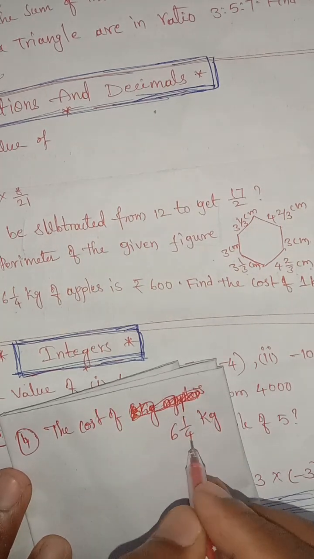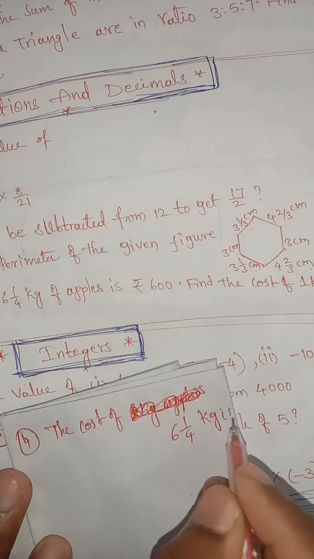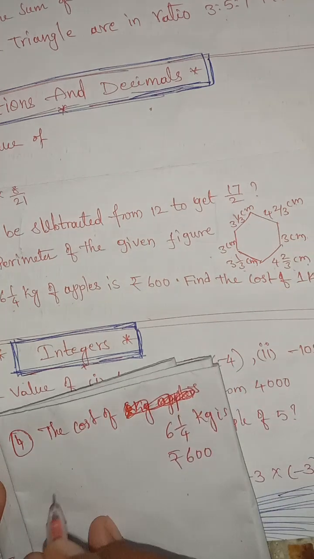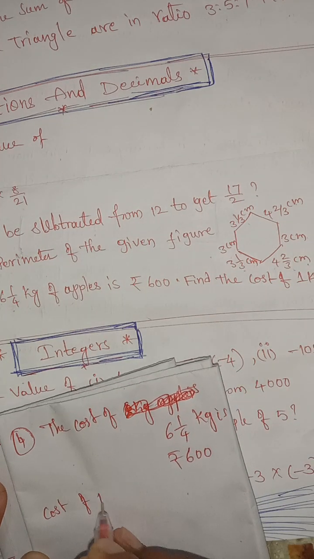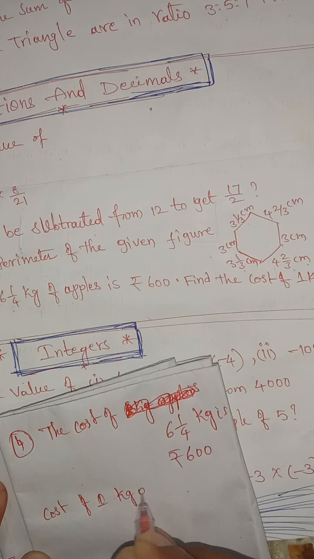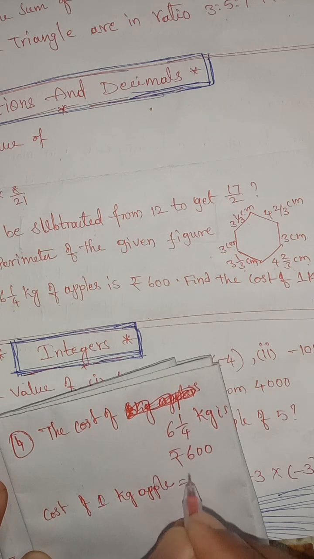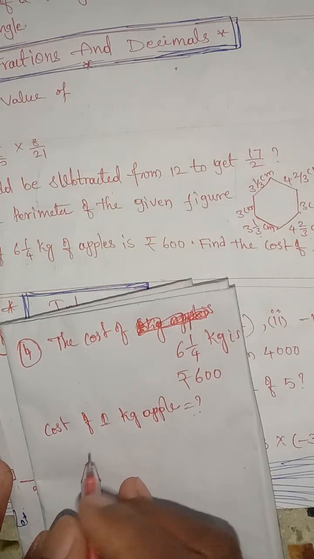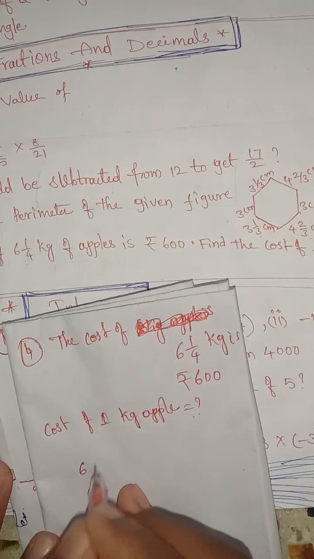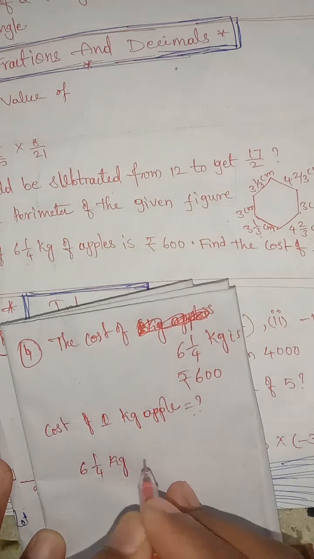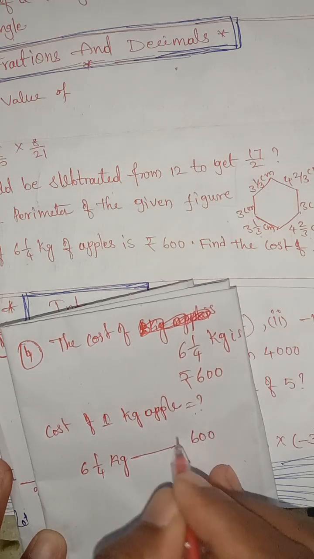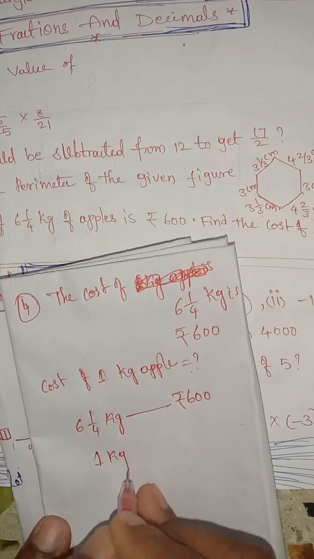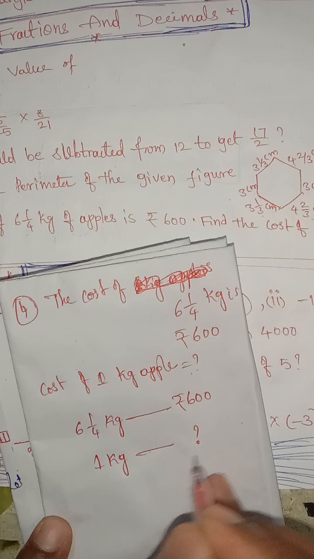The cost of 6 whole 1 by 4 kgs of apple is 600 rupees. So find the cost of 1 kg. Cost of 1 kg apple is equal to how much? First of all, 6 whole 1 by 4 kgs is equal to 600 rupees. Next, 1 kg of apple equals how much cost?